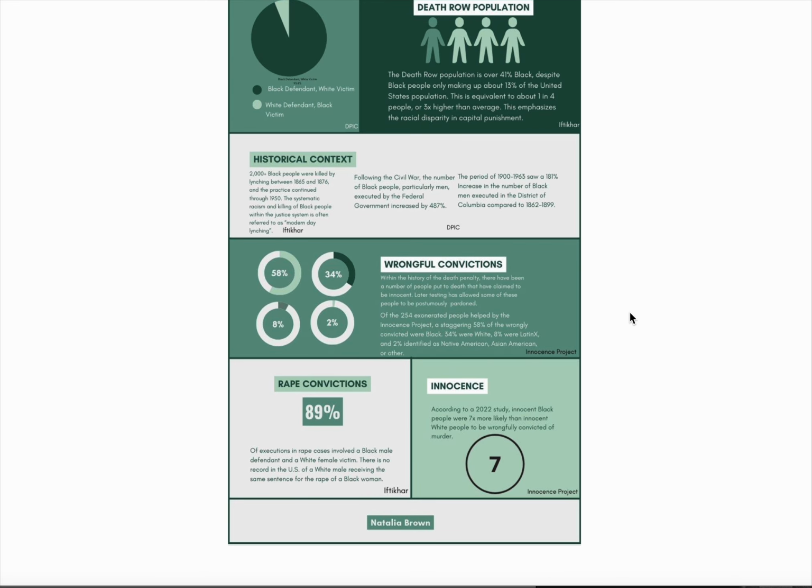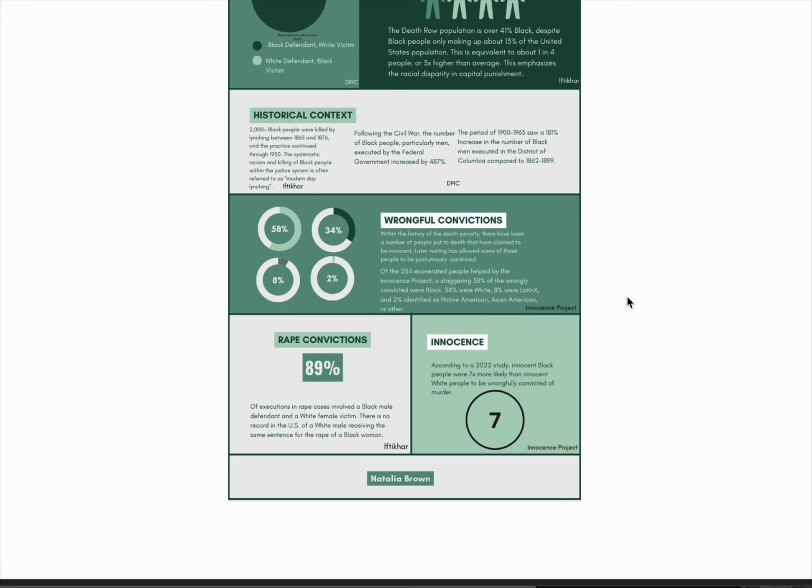Historical context. 2,000 plus black people were killed by lynching between 1865 and 1876, and the practice continued through 1950. The systematic racism and killing of black people within the justice system is often referred to as, quote, modern-day lynching. Following the Civil War, the number of black people, particularly men, executed by the federal government increased by 487%. The period of 1900 to 1963 saw a 181% increase in the number of black men executed in the District of Columbia compared to the period of 1862 to 1899.